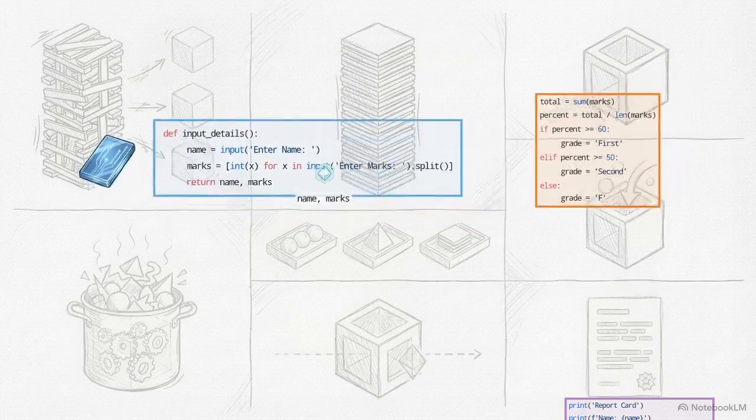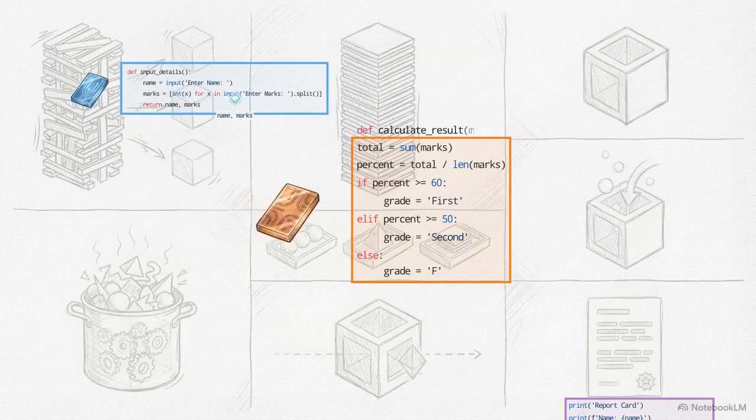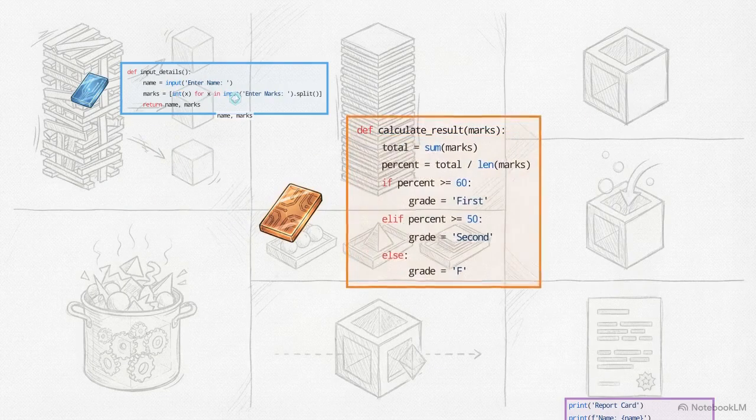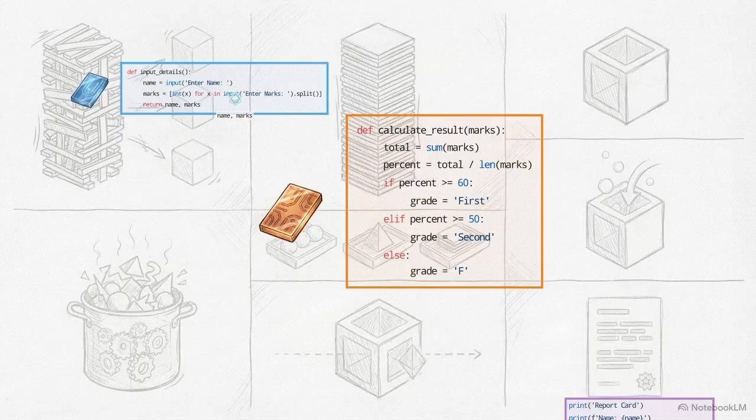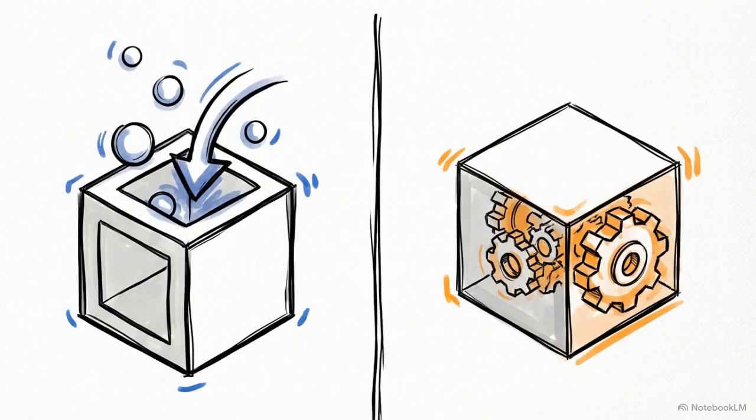Next, build calculate_result(marks) to receive those returned test scores for the math. Take the sum and percentage calculations, along with the grade conditions, and move them inside this second function. Complete this function by writing a statement to return the total, percent, and grade variables back to the program. The program now relies on 2 self-contained machines, one dedicated to gathering data and another dedicated to processing it into a final result.